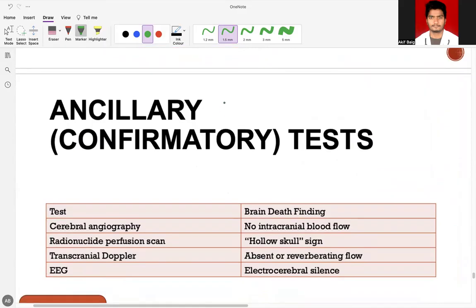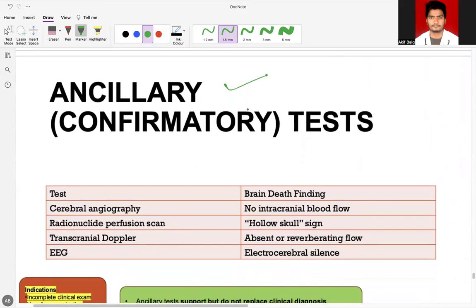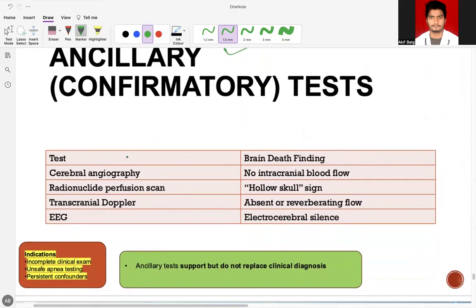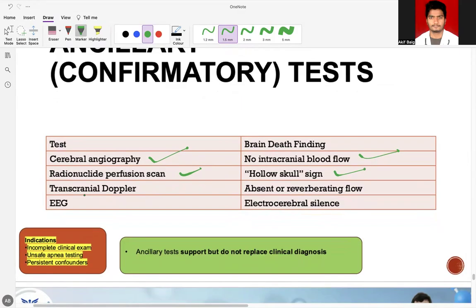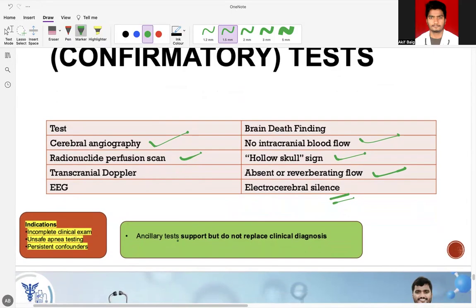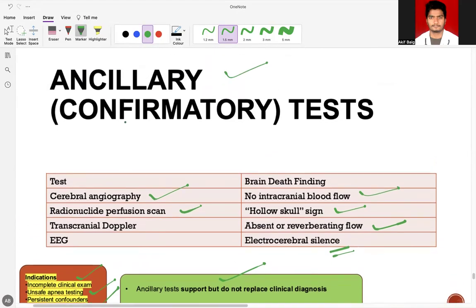Next is the ancillary or confirmatory test, just to confirm the clinical findings and to give the final evidence. You can do a cerebral angiography, which will show no intracranial blood flow. You can do a radionuclide perfusion scan, which will show a hollow skull sign. Transcranial Doppler will show absent or reverberating flow, and EEG will show complete silence with no brain activity. These ancillary tests just support but do not replace the clinical diagnosis. Indications: incomplete clinical examination, unsafe apnea testing, and persistent confounders. If present, then you have to go with ancillary testing.